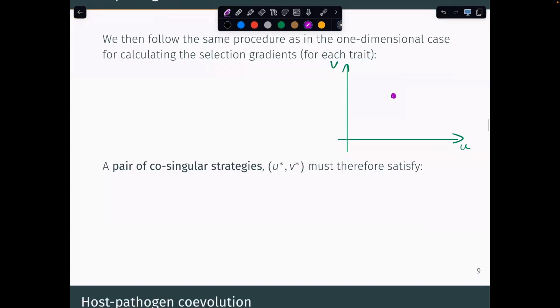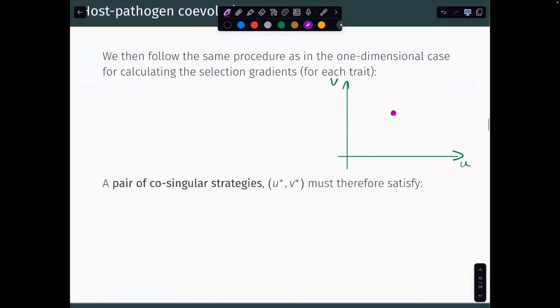We're then going to be thinking about what is, at a given value of U and V, the selection gradient? Let's call this little s of U and V for our host. We also want to think about what is our selection gradient. I'll call this R of U and V for our pathogen. Okay. We're going to be thinking about 2 different selection gradients. So for our host selection gradient, exactly the same process as before.